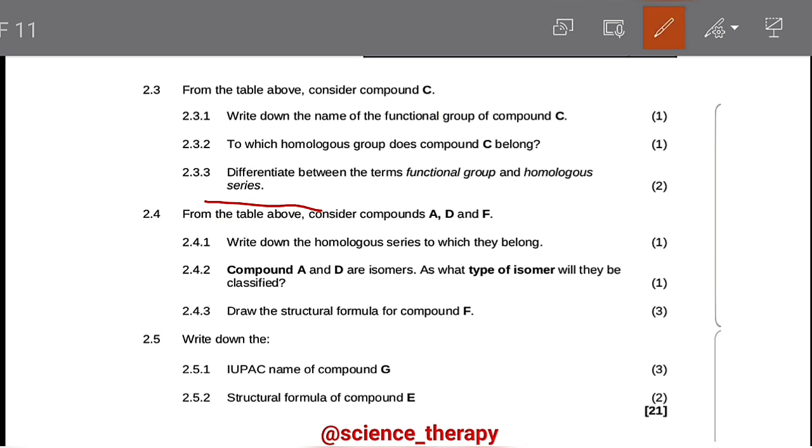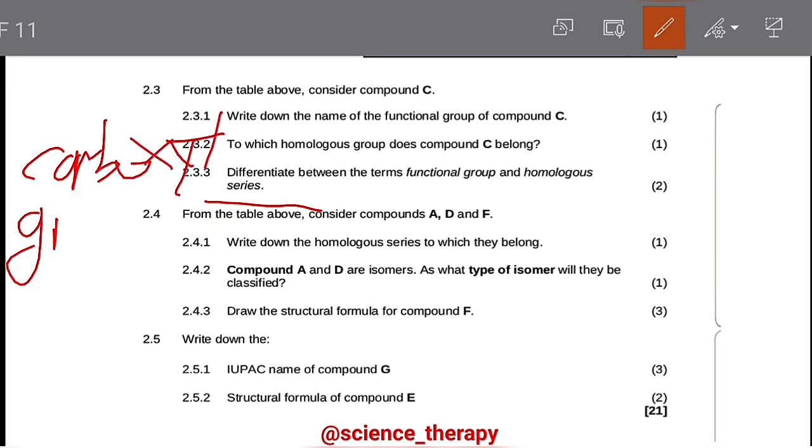Now if we say compound C is carboxylic acid, the functional group of the carboxylic acid is what? Is the carboxyl group. Then 2.3.2, to which homologous group does compound C belong? We already did that. So it belongs in the carboxylic acid.